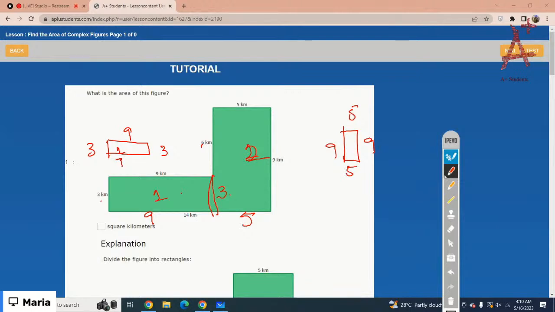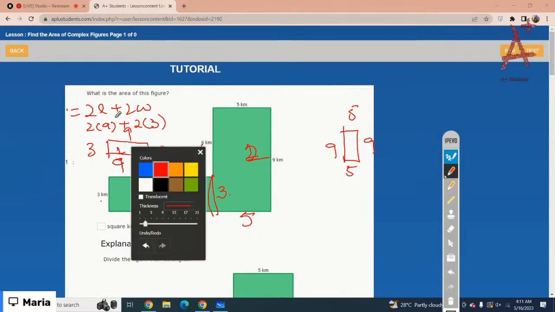Got it? Just divide the figure into two parts and calculate the area. You know how to calculate the area of the rectangle. It would be 2 times length plus 2 times width. Here the length is 9. It would be 2 times 9 plus 2 times 3. So 9 times 2 is 18, and 18 plus 6 is 24. The area of this figure is 24.